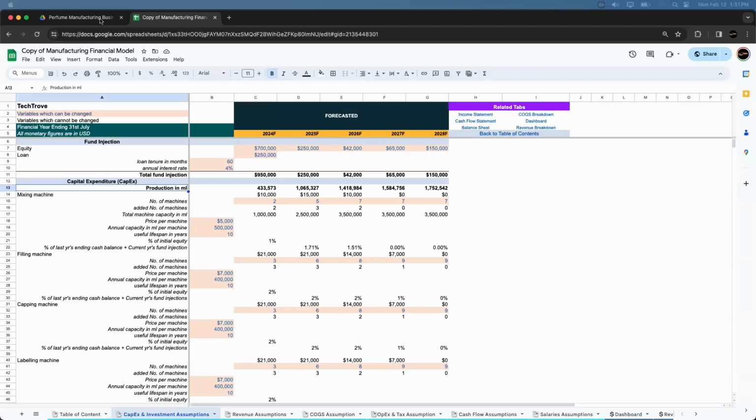Okay, so let's say you want to start a perfume brand, perfume manufacturing brand, or a perfume online store. Then how would you create the financial model for it? So basically, let's say the name of the business is XYZ perfume brand.